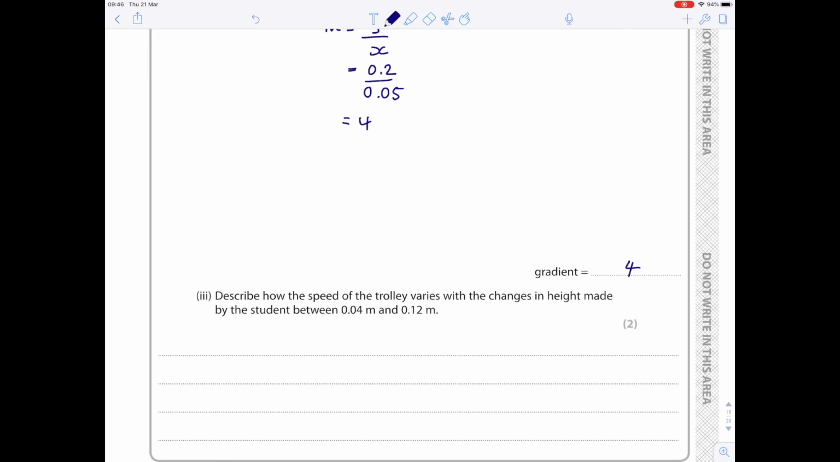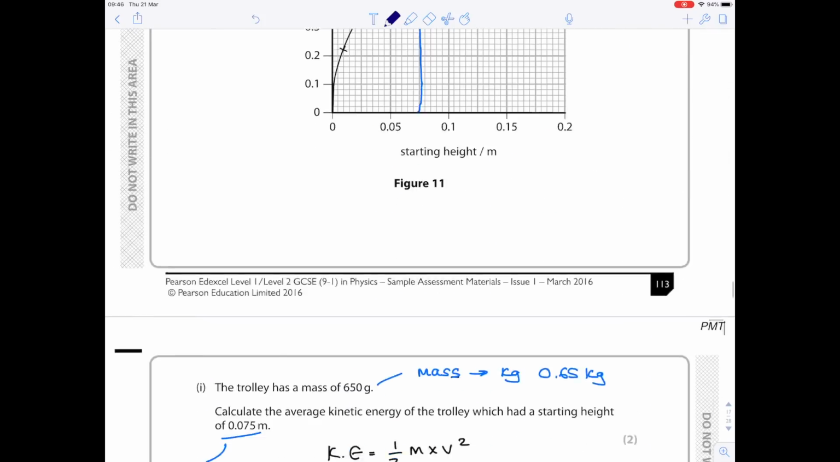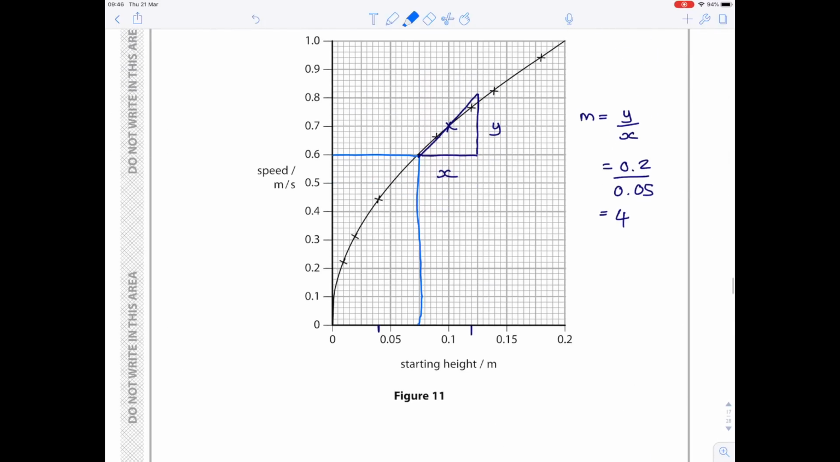Describe how the speed of the trolley varies with the changes in height made by the student between 0.04 meters and 0.12 meters. So we're looking at this portion of the graph between these two points. Just because you're describing, you need to say what you see. So as you look at the graph, you can see that as the height increases, the speed of the trolley increases. And then you need to look for the steepest gradient to make the comment that the greatest change in speed occurs between 0.04 and 0.09 meters height.